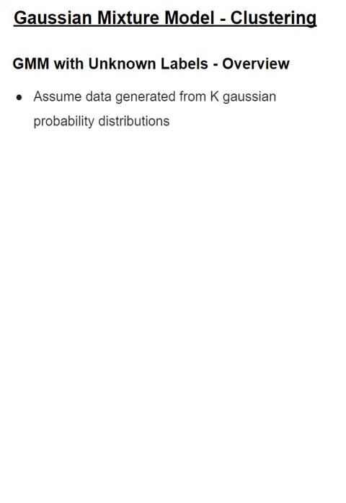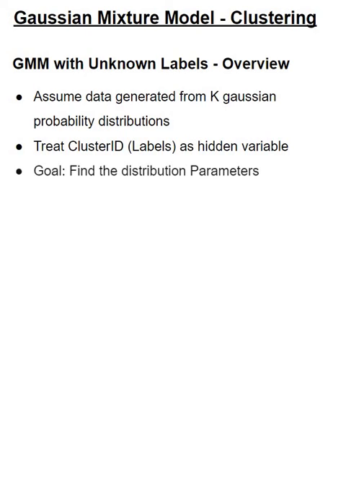Next, how do we estimate parameters when we are given data without labels? First, let's go over an overview of the algorithm we shall use. We continue our assumption that the data is generated from k Gaussian probability distributions. We shall treat the labels, or the cluster IDs, as hidden variables or latent variables. The goal of the algorithm is to find the parameters, and we will derive gamma, a particular matrix, which will be very helpful for us to derive the parameters.